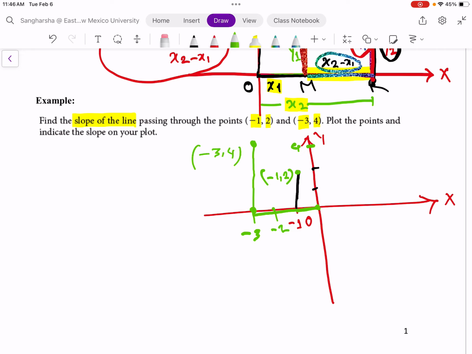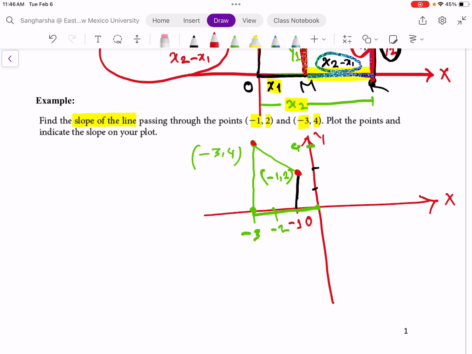We have a line passing through these points, so let's draw a straight line joining these 2 points. You don't need to show everything here. You can show just the final point. You don't need to show how you are moving your point. If you have this point and this point, then it's enough. This is the plotting of these 2 points.